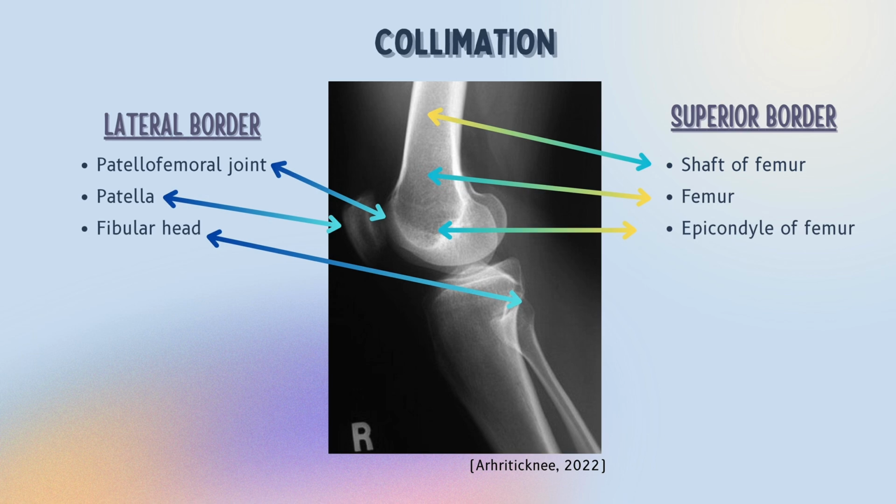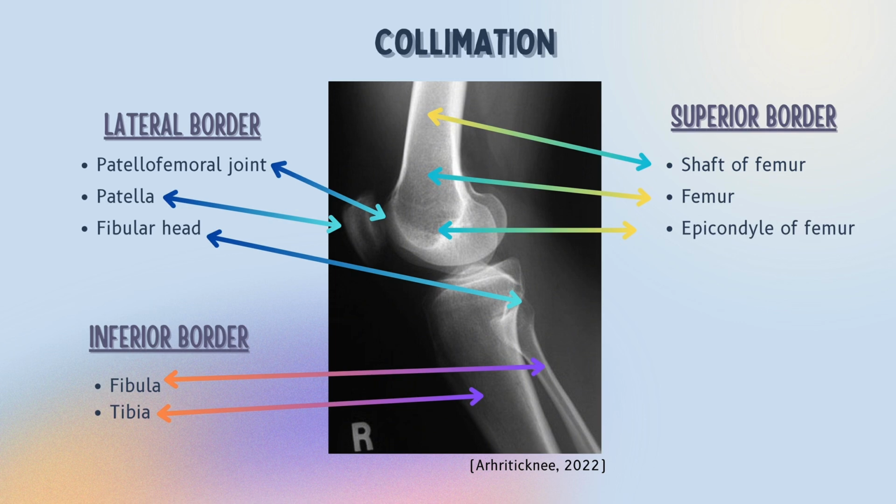Last but not least, let us look at the inferior border of the radiograph. At the inferior border, structures that should be included are the fibula, the tibia, and, lastly, the tibial plateau.